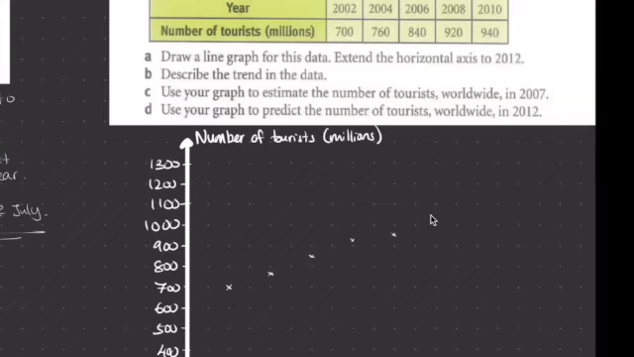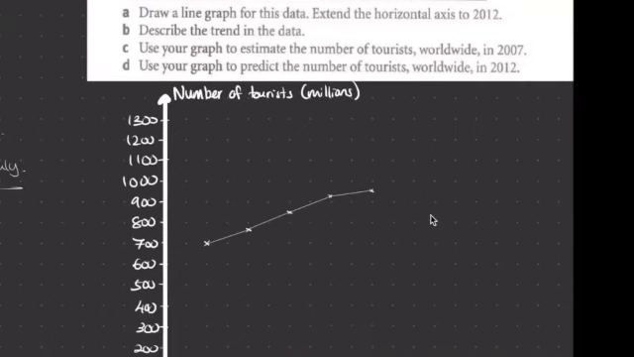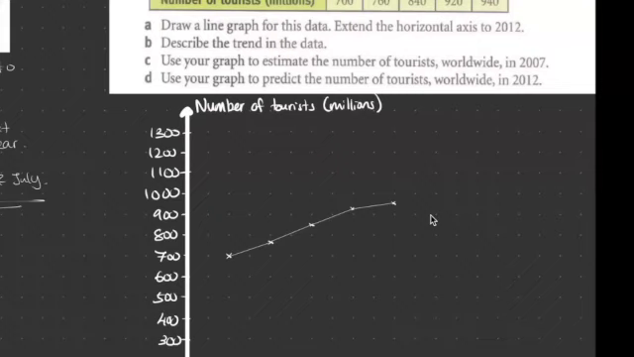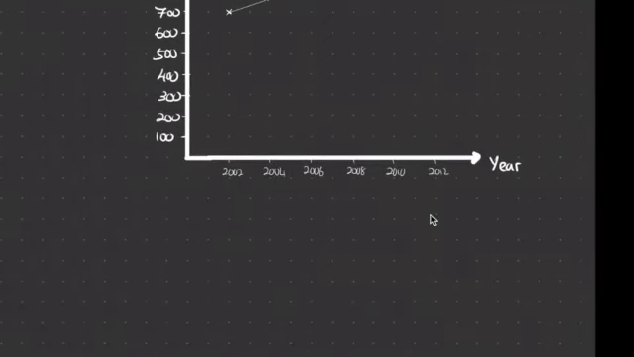Then you can describe the trend of this data as increasing. You can just say that the numbers are increasing or the data are increasing. Is it increasing by the same number? Well, not really, because there's 60 in the beginning, then 80 after that, then 20. So you have to describe the trend. It is an increasing trend.